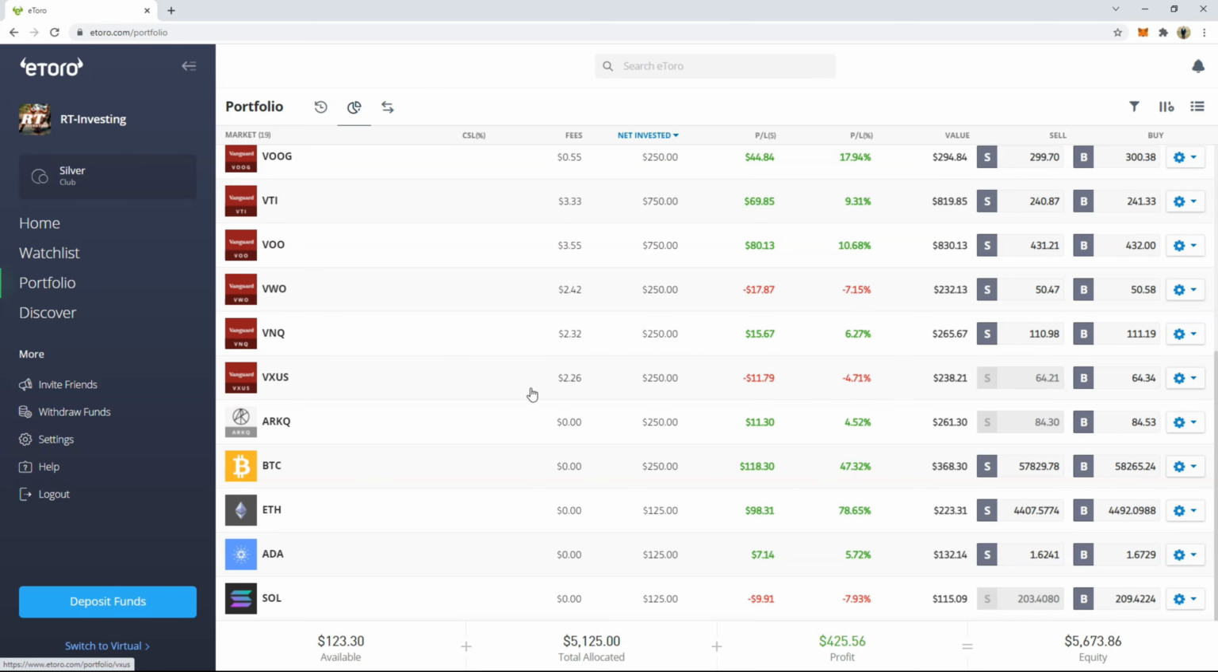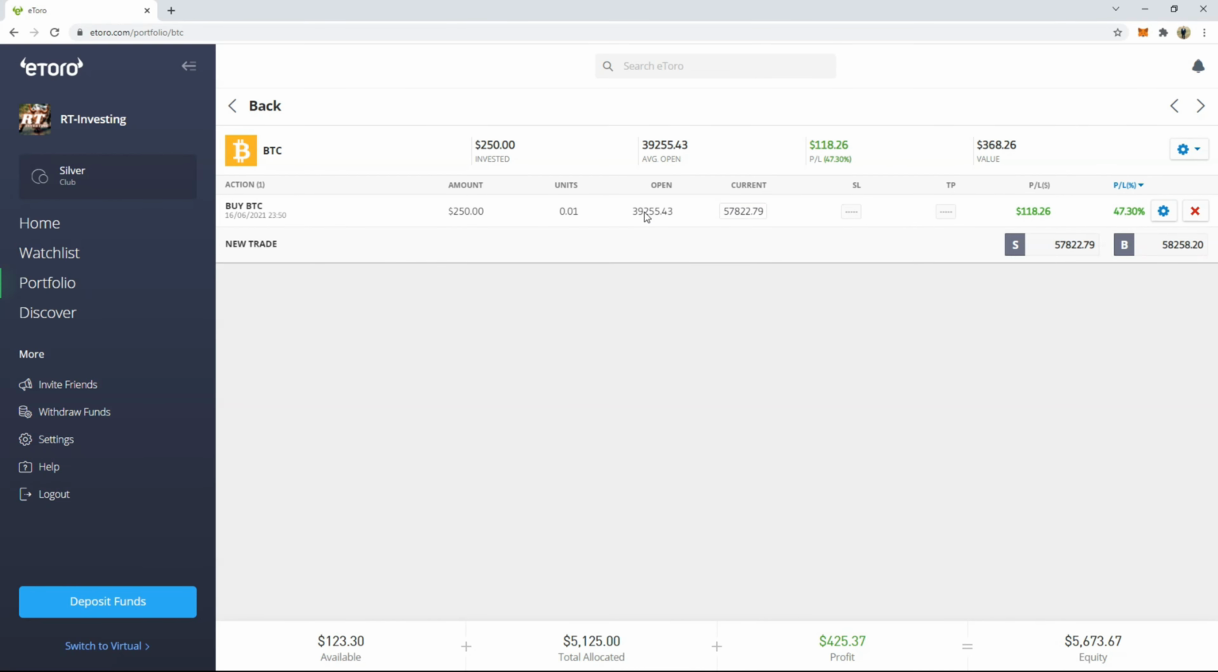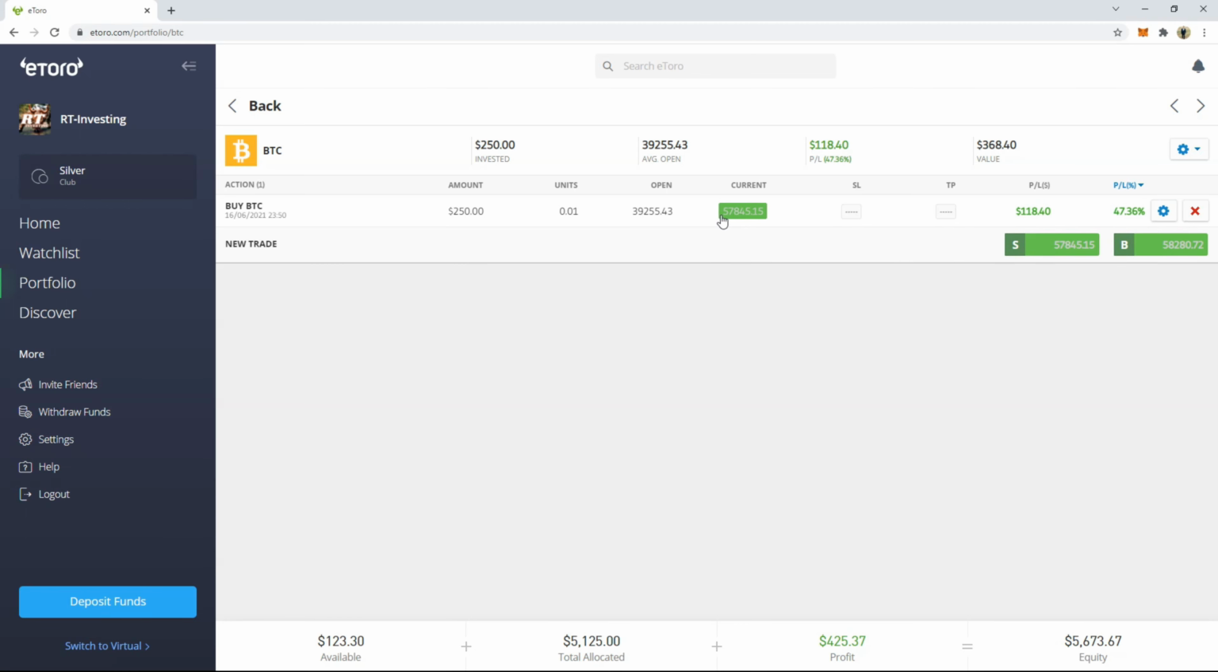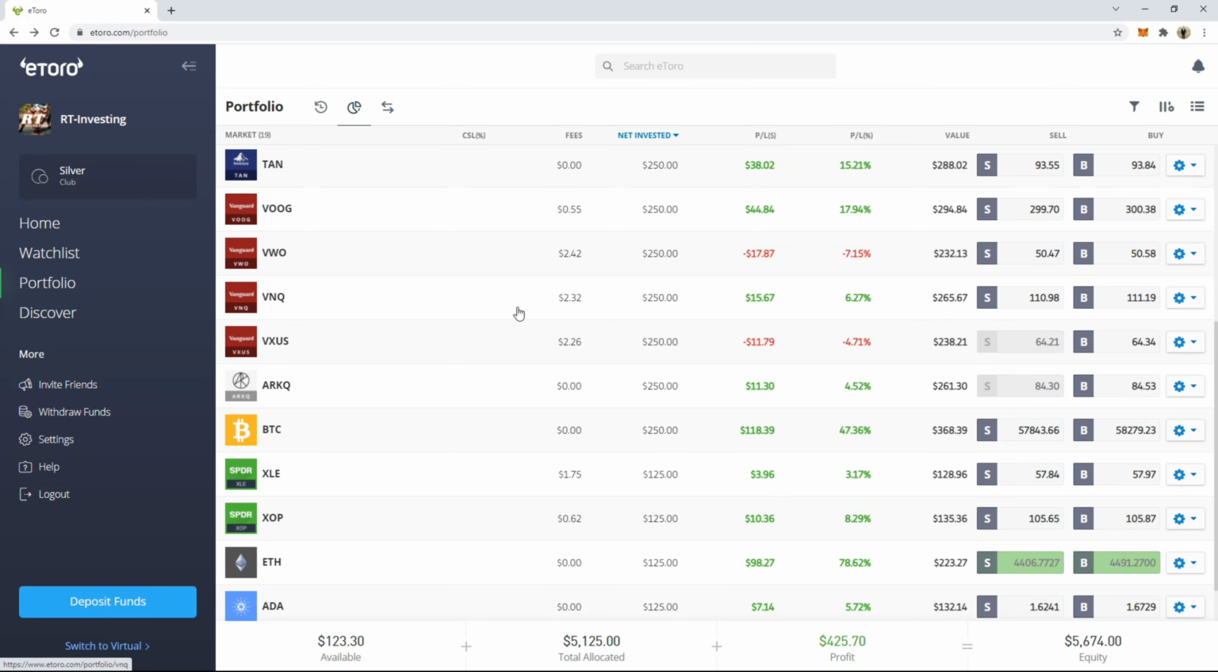Bitcoin, obviously, since June, it's up 47%. Let's see, I opened it up at 39. Okay, we're now at 57. So it pulled back a little bit from the all-time high of 69.